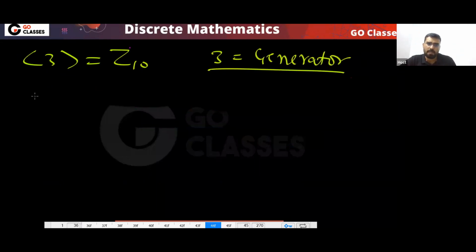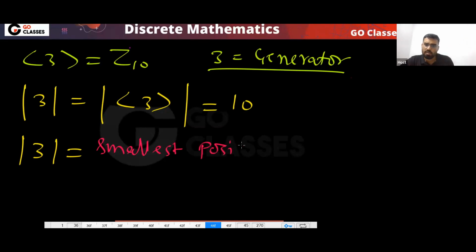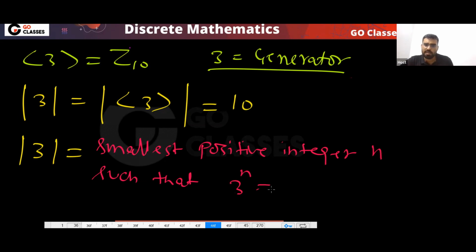And you can notice that, what is the order of 3? That is the size, how many elements you can generate. So all the elements you can generate, that is 10. Another way: the order of 3 is the smallest positive integer n such that 3 power n is the identity element.